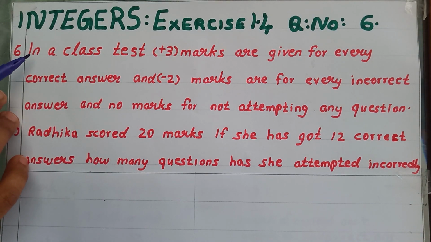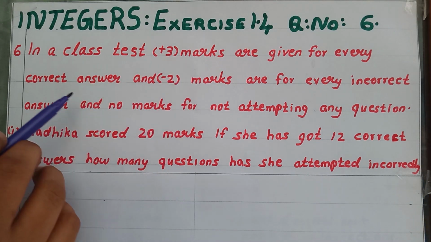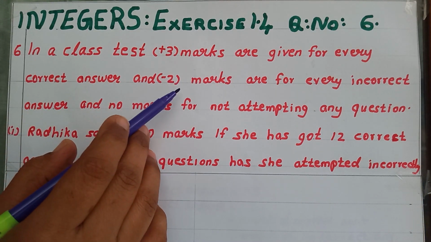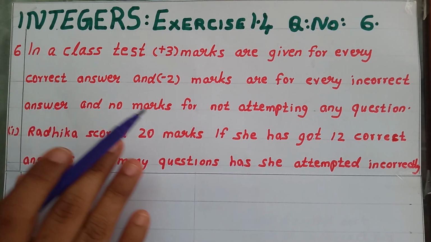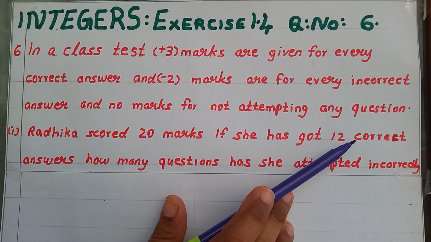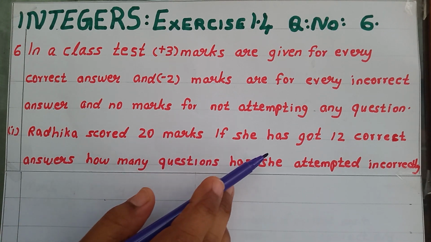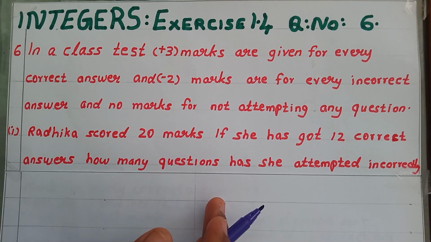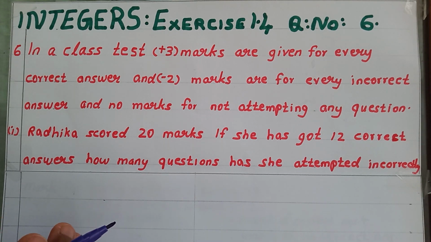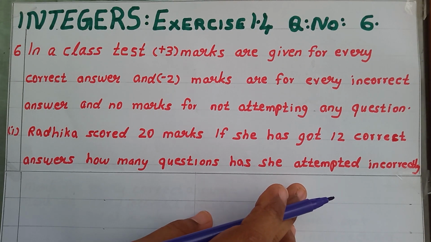Question number 6 says that in a class test, plus 3 marks are given for every correct answer, minus 2 marks are given for every incorrect answer, and there is no mark for not attempting a question. Radhika scored 20 marks. If she has got 12 correct answers, how many questions has she attempted incorrectly? So we are required to find the number of incorrect answers.